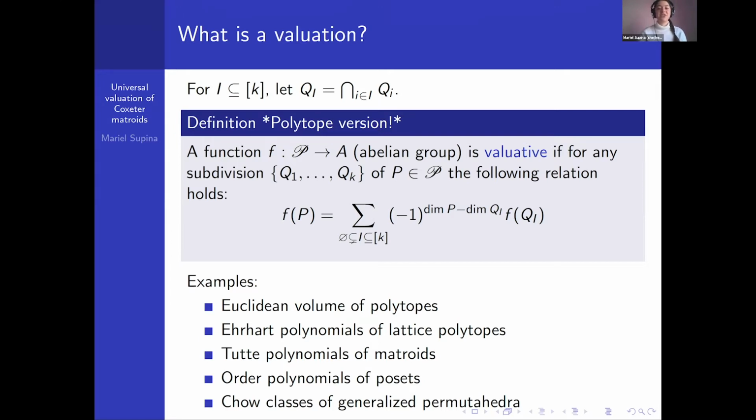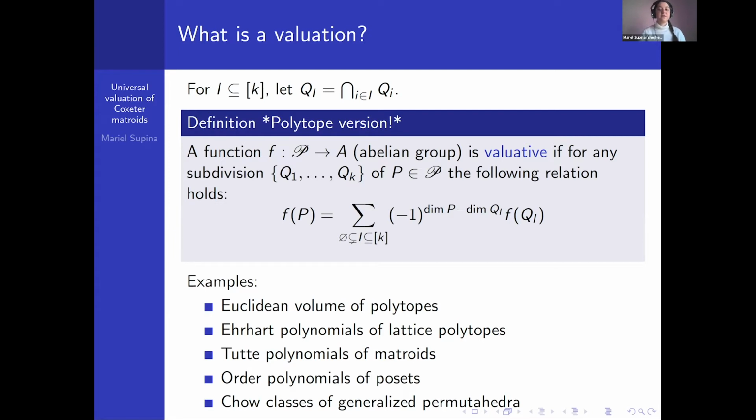So we say that a function f that takes in polyhedra in the family and outputs some values in some abelian group is valuative if I can evaluate f on a polyhedron by subdividing the polyhedron, evaluating f on all the faces of the subdivision, and then doing inclusion-exclusion on those faces. So here in this formula, when I have a subset I of the indices 1 through K, that's just going to mean I'm taking the intersection of all the Qi where i is in that subset.